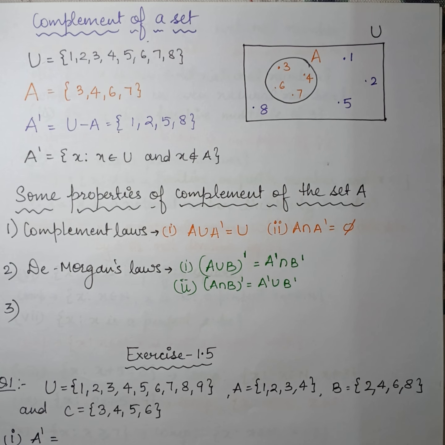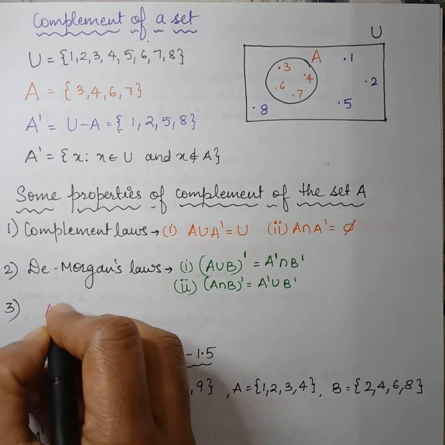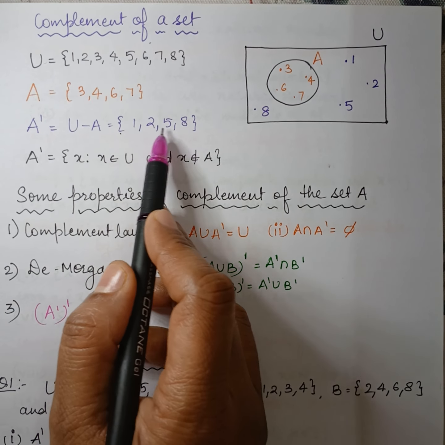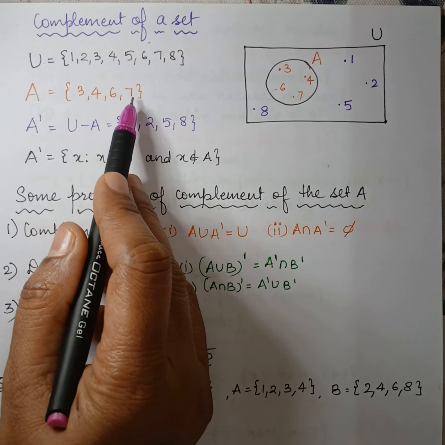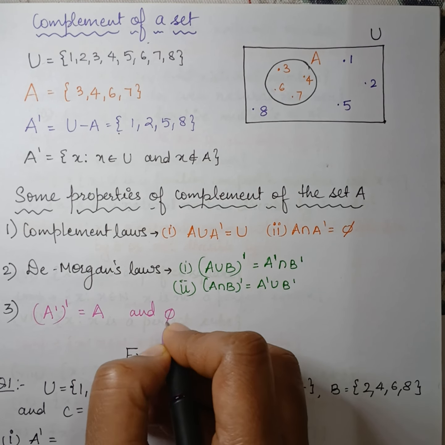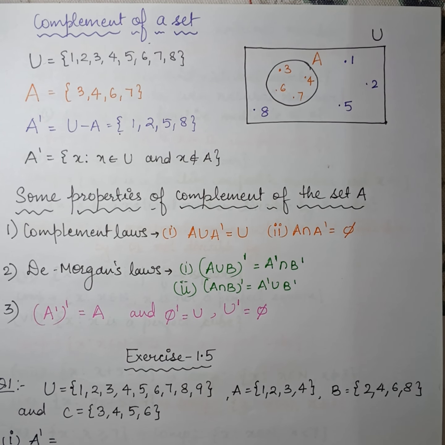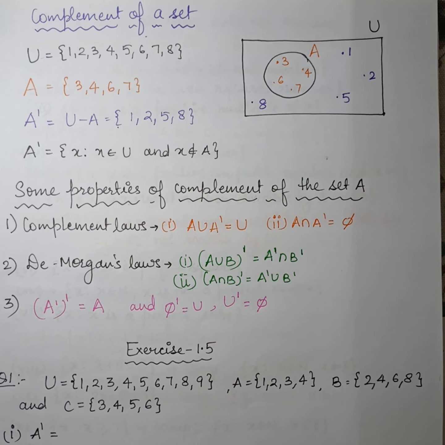And the third one is (A complement) complement will be equal to A. Now A complement is 1, 2, 5, 8. If I again find the complement of it, I will get 3, 4, 6, 7, which is again A. And phi complement is U, and U complement is phi. So these things you have to keep in mind to solve the problems.